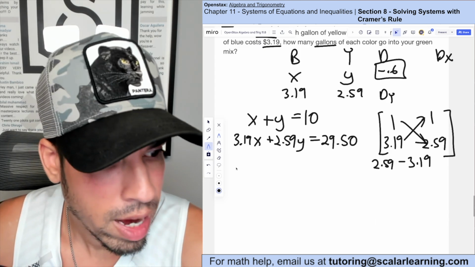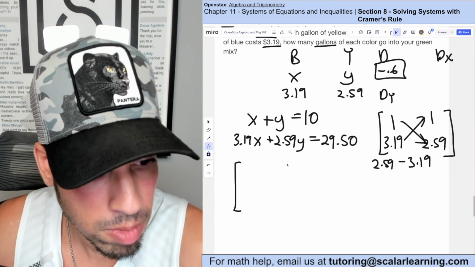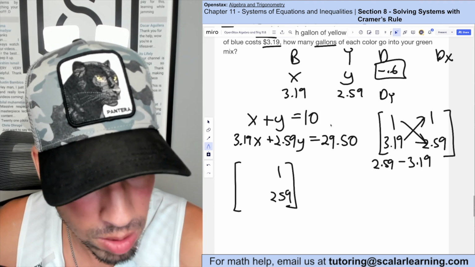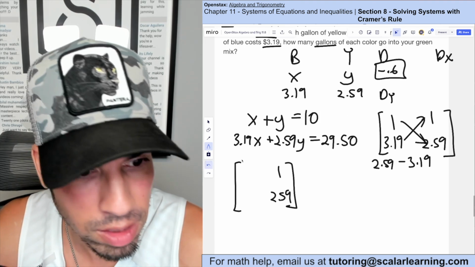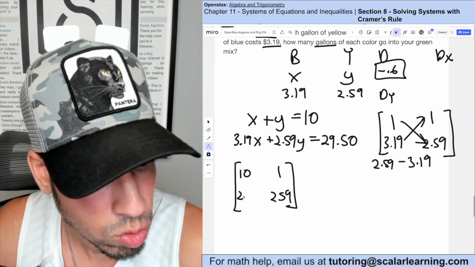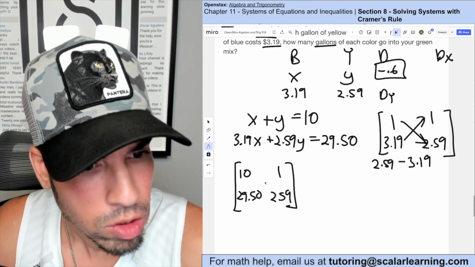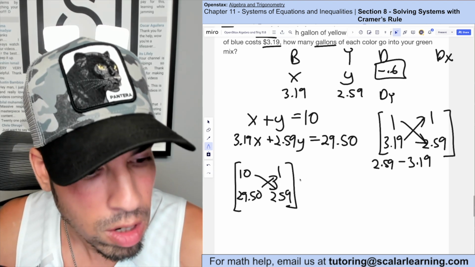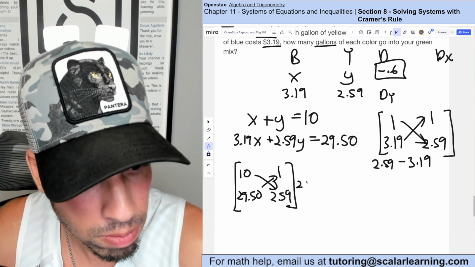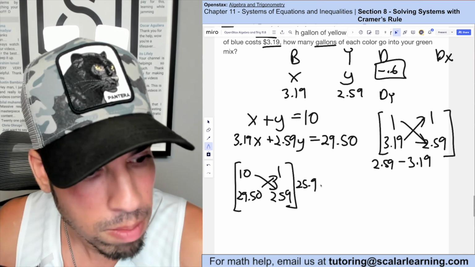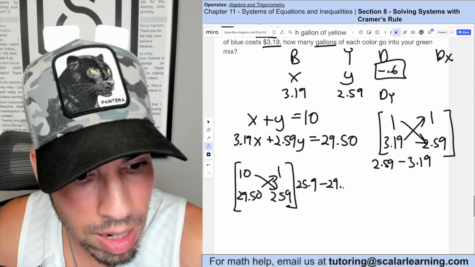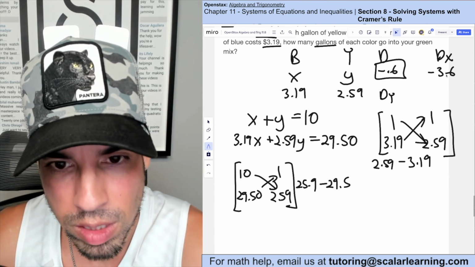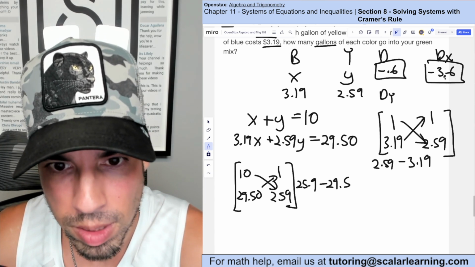Now let's do dx. So we keep the exact same matrix in terms of the y values, 1 and 2.59, but then we plug these guys into the x column. We got 10 and 29.50. Okay, so then we take this product minus this product. So that's 25.9, excuse me, minus 29.5. And that gives us negative 3.6 right here. Let me make that decimal clear.